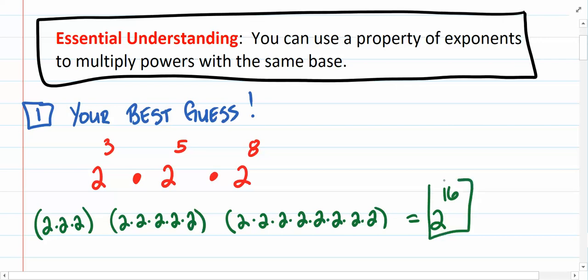I hope you guys got that answer. And I wonder, is there another way that we could get 16? Well, of course there is. If I took this exponent and that exponent and that exponent and I just simply added them up, you should notice that 3 and 5 and 8 make a grand total of 16 with a base of 2, so 2 to the 16th. So that's why this works, and that's what we're doing today.